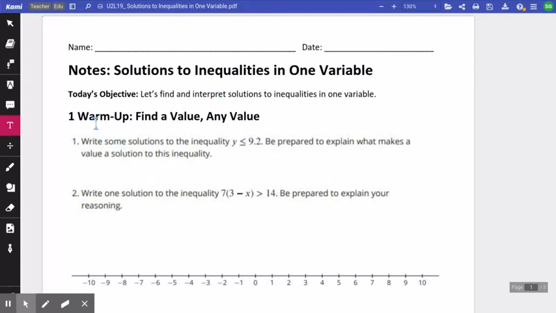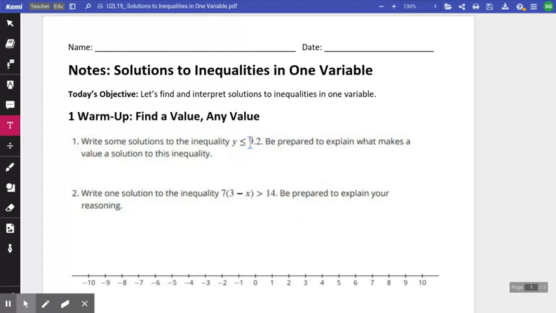For our warm-up activity, it's called find a value, any value. And for these two questions here, they're asking you to find some solutions to the inequality y. Well, I'll let you read that one. And one solution to this inequality here. And for both, just be prepared to be able to justify why that value is a solution. Think through that process of how you could explain. Go ahead and pause the video now, see if you can come up with some solutions for these two inequalities, and then come back.